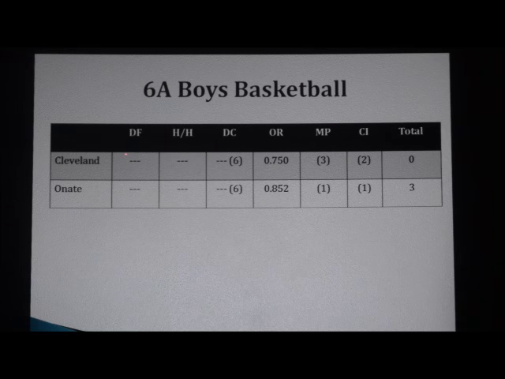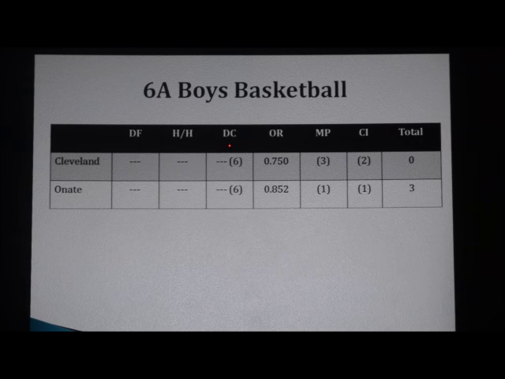And in this last year, Cleveland finished first in their district. Oñate finished first in their district. Therefore, not one of them received the criteria point. So we just mark it. Nobody got that criteria point. The next one is head-to-head. Cleveland and Oñate did not play. And so since they did not play, nobody received that criteria point.